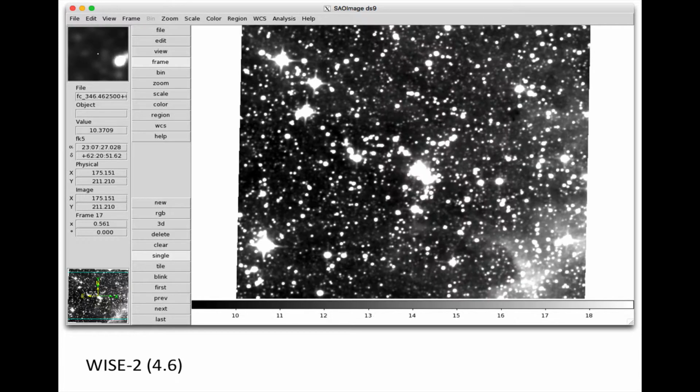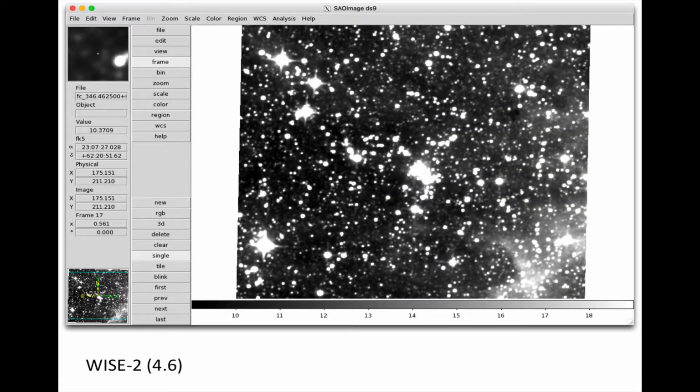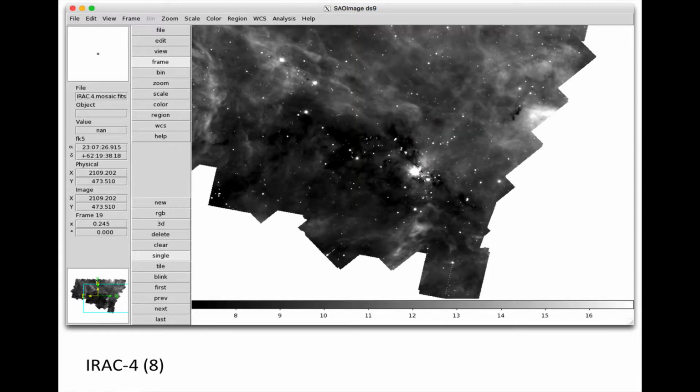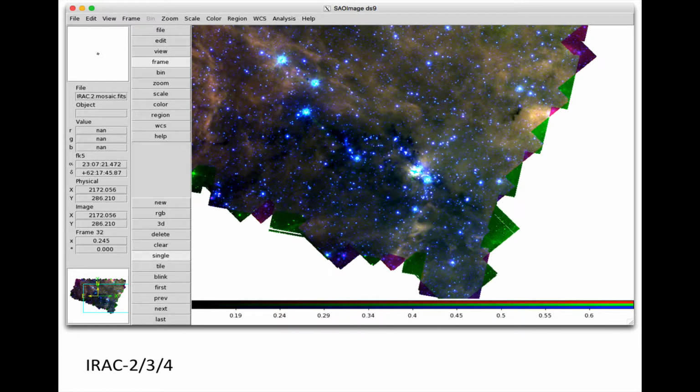So IRAC 2 and WISE 2 has the same sort of thing. More stars, higher resolution for IRAC than for WISE. IRAC 3, now we're starting to get into some more interesting features here. For the first time in a while, the longer wavelengths we go to, it's fewer stars, not more stars. This is 5.8 microns, and you can start to see the nebulosities becoming more interesting. There's bright nebulosity and there's dark nebulosity. 8 microns. Okay, still lots of dark stuff, even at 8 microns, and fewer stars than there were at 5.8 microns. Okay, there's a 3-color image using just IRAC data.